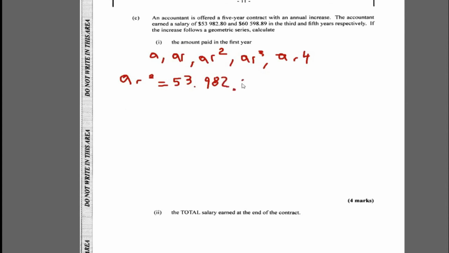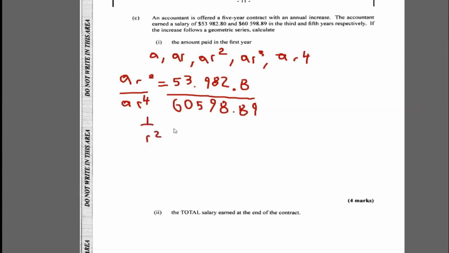All right, that is AR squared. We also know what is paid in the fifth year, which is AR to the 4. So if we divide AR squared by AR to the 4, which is 53,982.8 divided by 60,598.89, look what we're going to get. The A is going to cancel the A. R squared over R to the 4 is 1 over R squared.